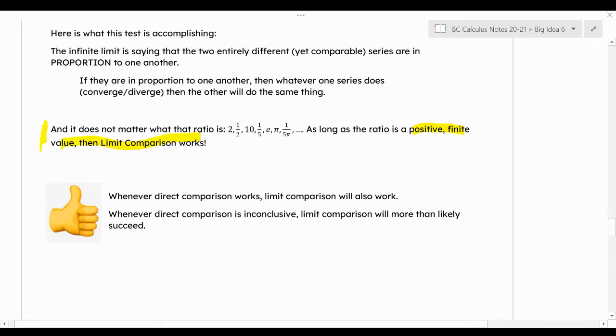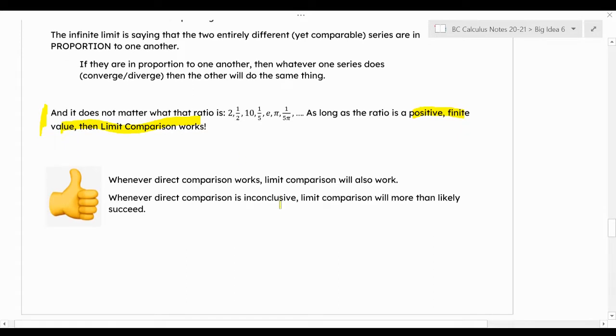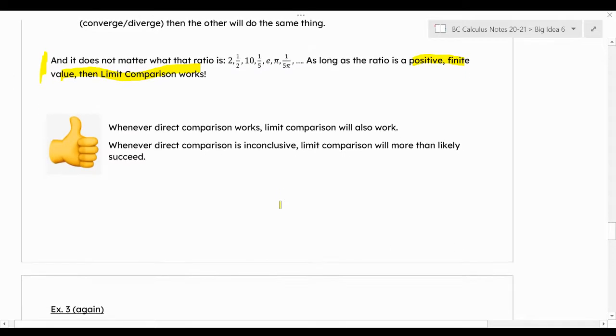If direct comparison works, limit comparison is also going to work. Direct comparison is maybe just a smidge easier. But even if direct comparison is inconclusive, limit comparison is more than likely going to work. So what does that tell you? It tells you limit comparison is probably the better of the comparison tests, the more widely used.